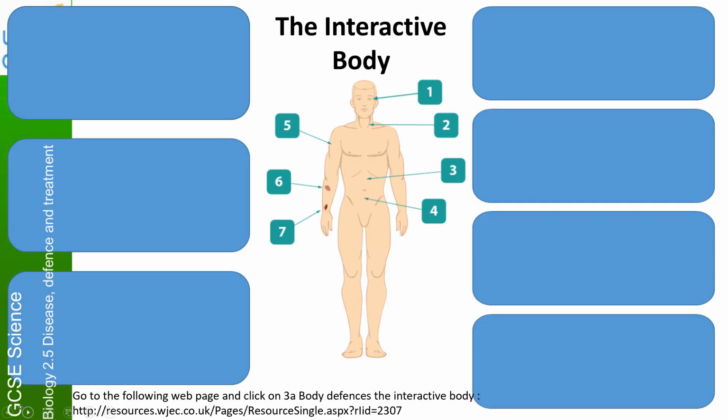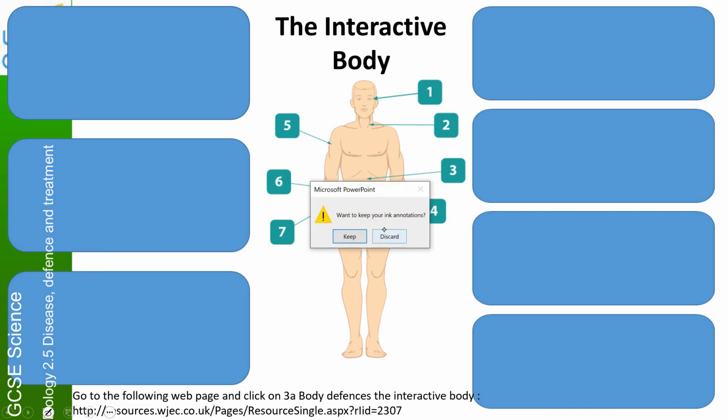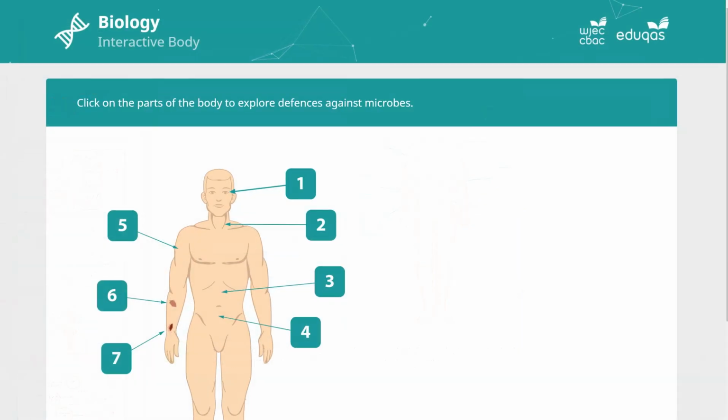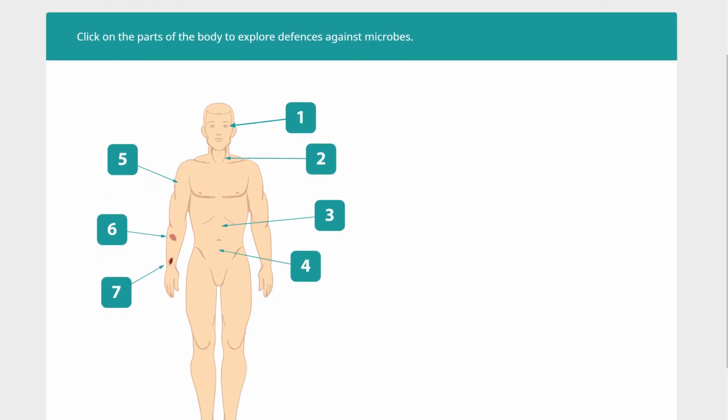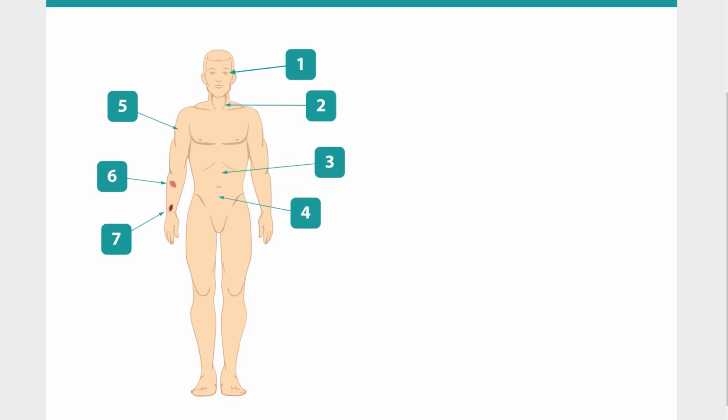So for this body defences task on this page, you can see some numbers around the body. They should be clues as to how the body defends itself. If you go to the interactive body resource, it can be found on WJEC's digital resources. So I'm just going to discard that, go to the interactive body that we can see here. All you do in this task is click on the different parts of the body and it will tell you how they defend the body against microorganisms.